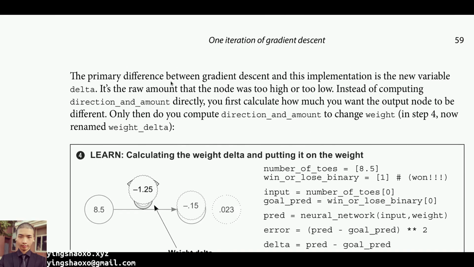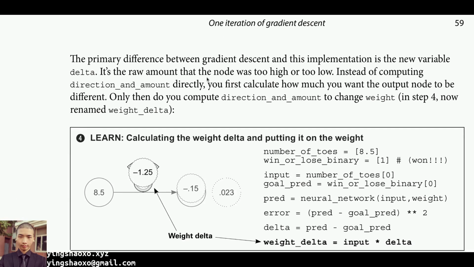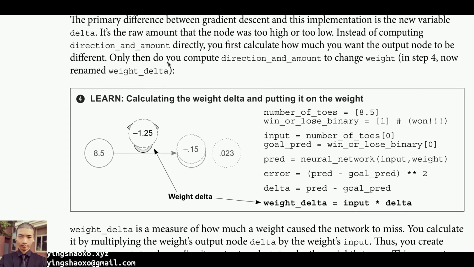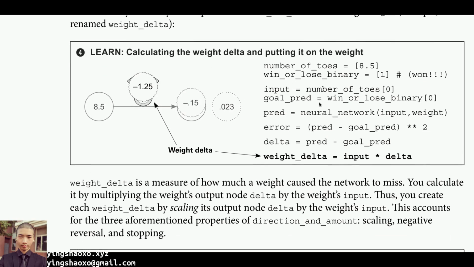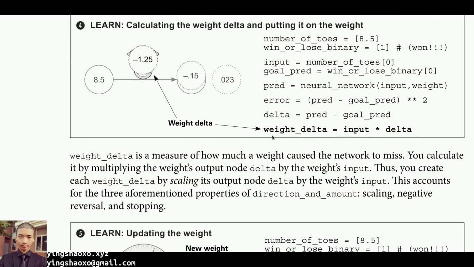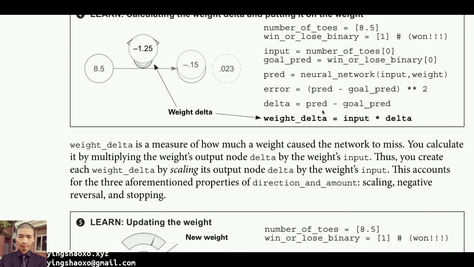The primary difference between gradient descent and this implementation is the new variable delta. It's a raw amount that the node was too high or too low. Instead of computing direction and amount directly, you first calculate how much you want the output node to be different. Only then do you compute direction and amount to change weight. Okay, then we just add another line of code. Weight delta equal to input times delta. It's like the same stuff, but with two lines of code.